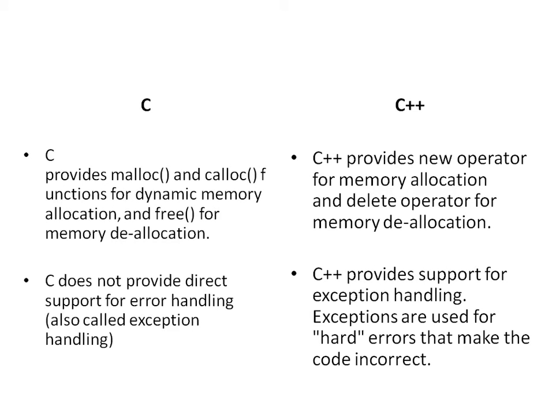C provides malloc and calloc functions for dynamic memory allocation, and free for memory deallocation. C does not provide direct support for error handling, also called exception handling. C++ provides new operator for memory allocation and delete operator for memory deallocation. C++ provides support for exception handling. Exceptions are used for hard errors that make the code incorrect.